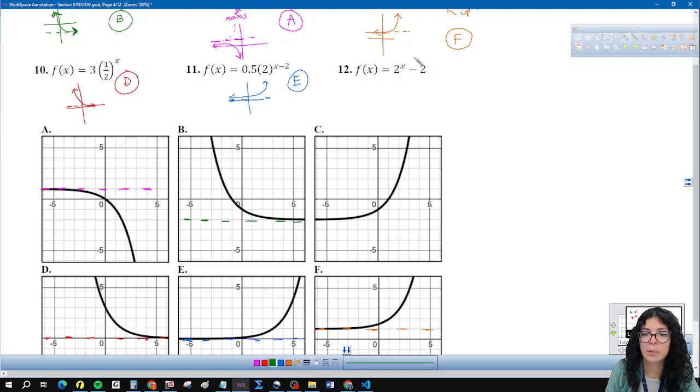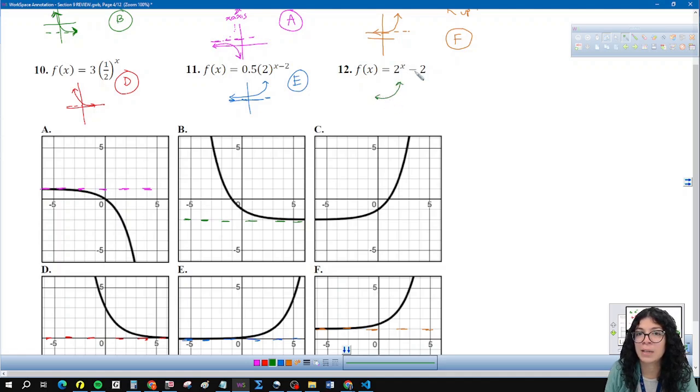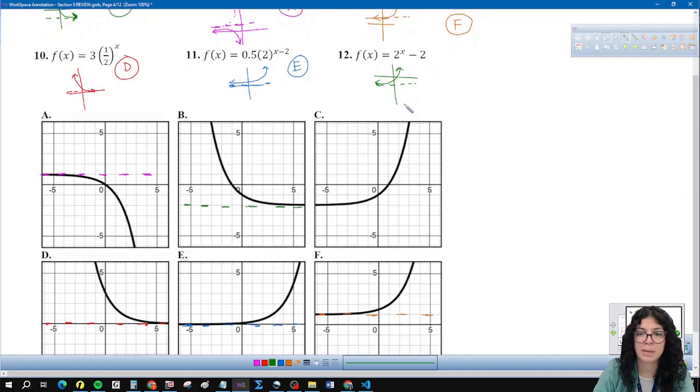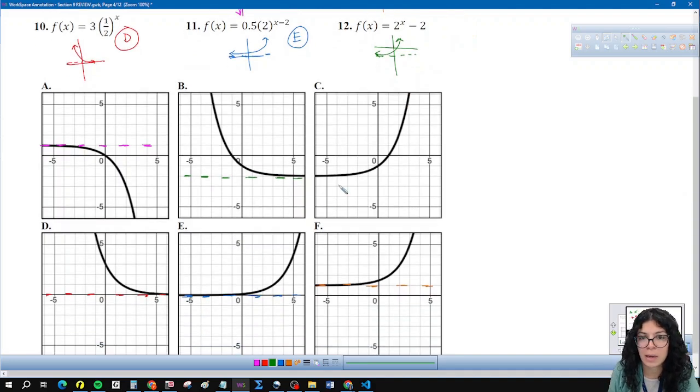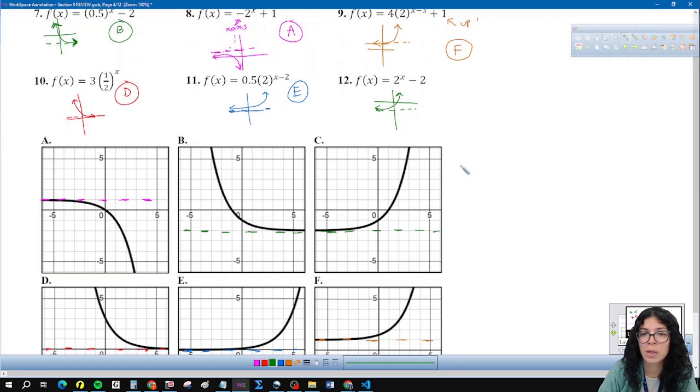Okay, and then lastly, number 12. So on number 12, this is a growth graph because the b value is 2, but it is shifted down 2 units. So my horizontal asymptote is going to be at y equals -2. So it's going to be shifted down 2 units from the x-axis, which means that that graph is C. As you see, the horizontal asymptote at y equals -2, and it is a growth graph.